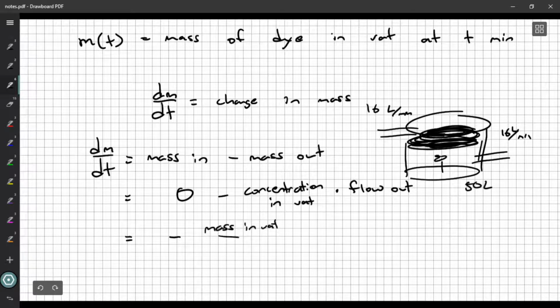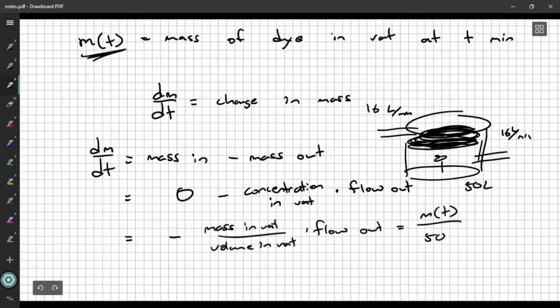So it's the mass in the vat divided by the volume in the vat. Well, the mass in the vat, we have a function for that. 50 liters. It's minus because it was going out. And how much are we flowing out? 16 liters per minute. And if we think about it, the liters will cancel out. And what have we got? Mass measured in kilograms per minute. Well, that's mass over time. This makes sense as a setup.